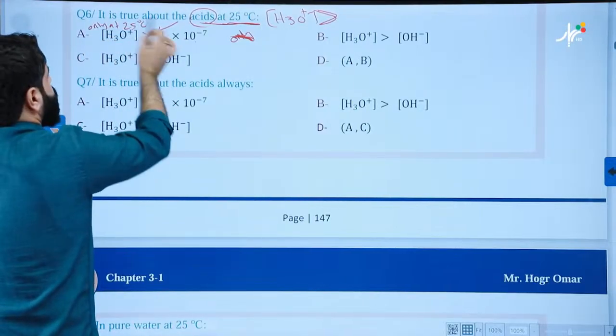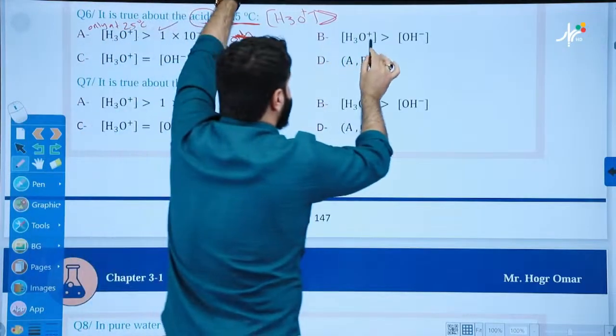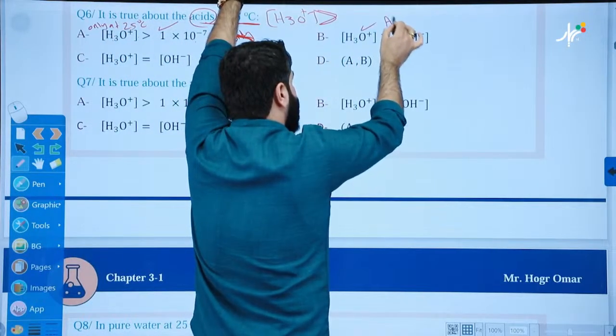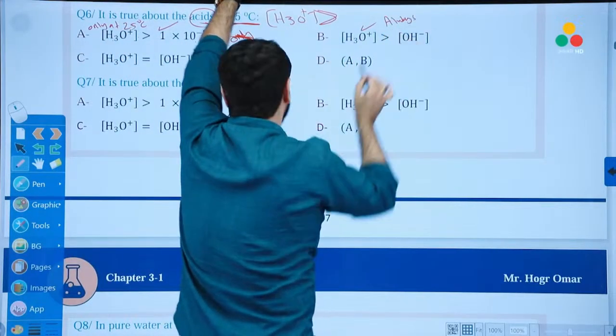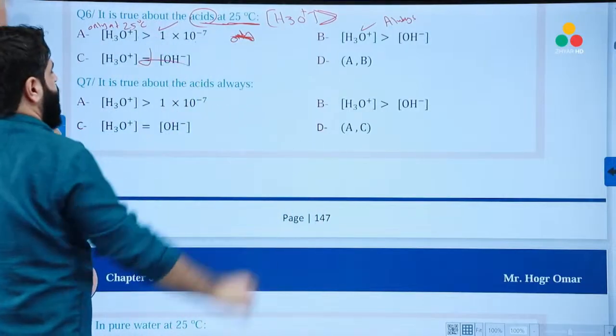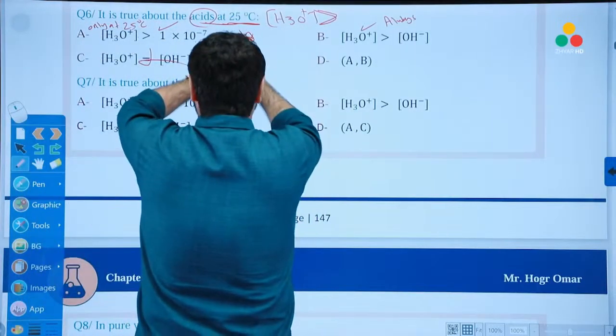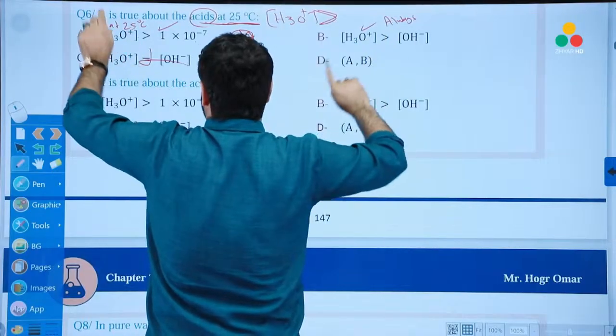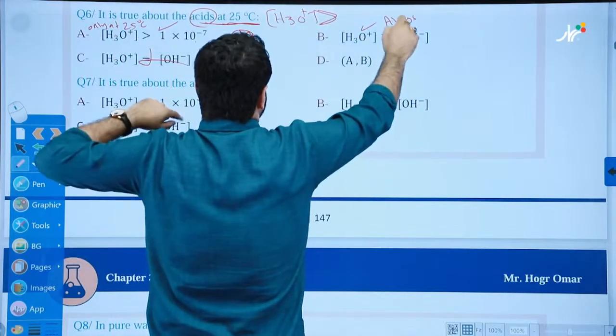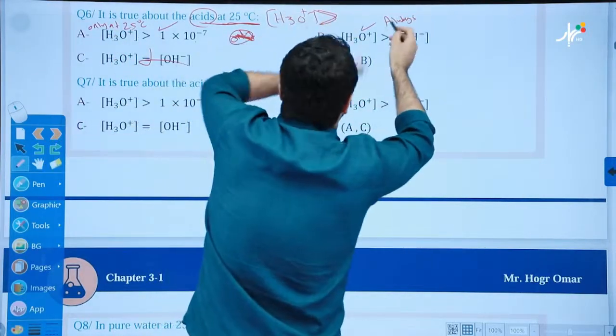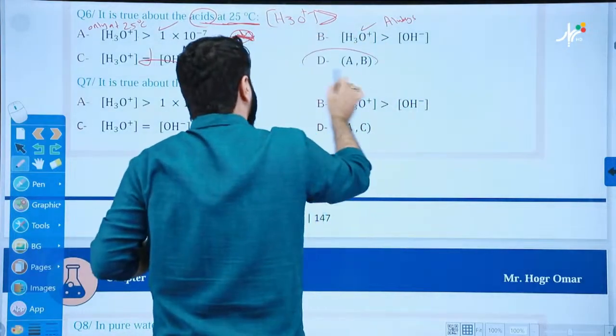Good. But it's true at 25. The point is, H3O greater than this is acid always, at any temperature. How about this neutral? Both are correct because the question didn't say "only". This is true at 25 and this is always true, including 25. So both are correct.